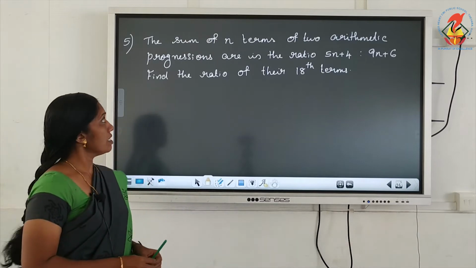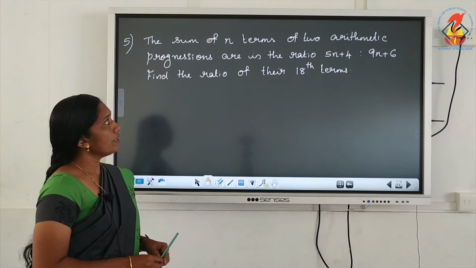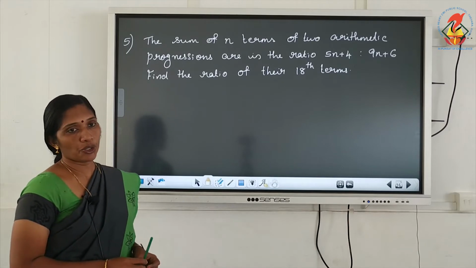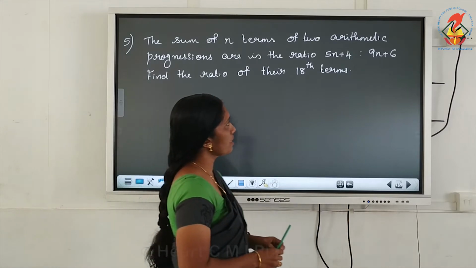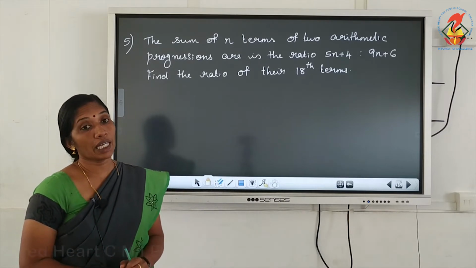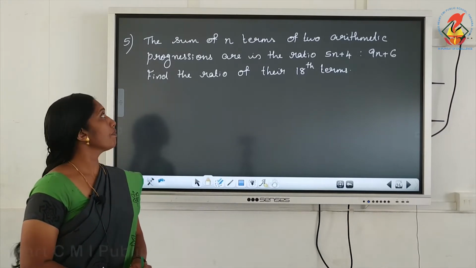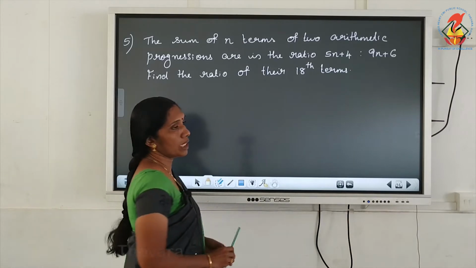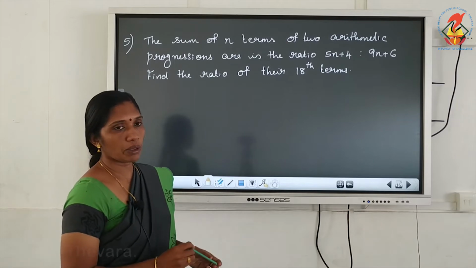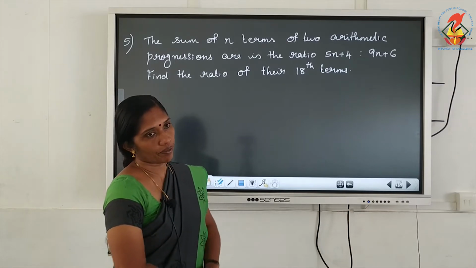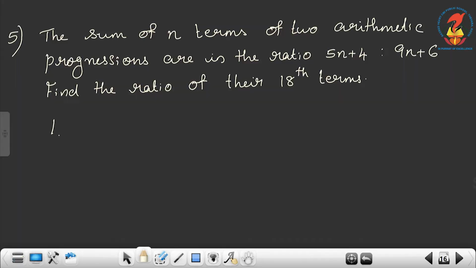The next question is, the sum of n terms of two arithmetic progressions are in the ratio 5n plus 4 is to 9n plus 6. Find the ratio of their 18th terms. The sum of n terms of two arithmetic progressions. So, there are two arithmetic progressions, their sums ratio is given.